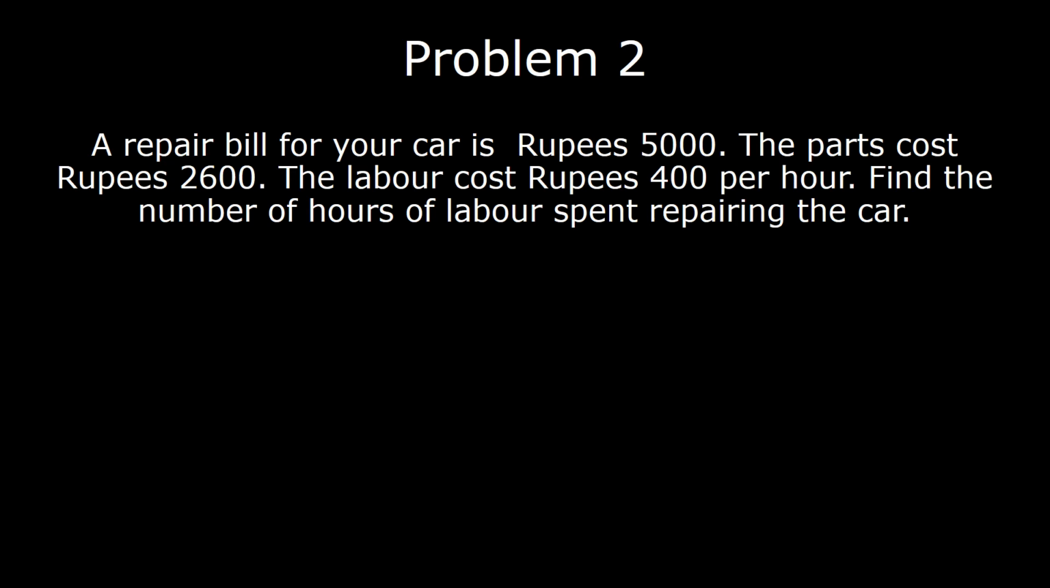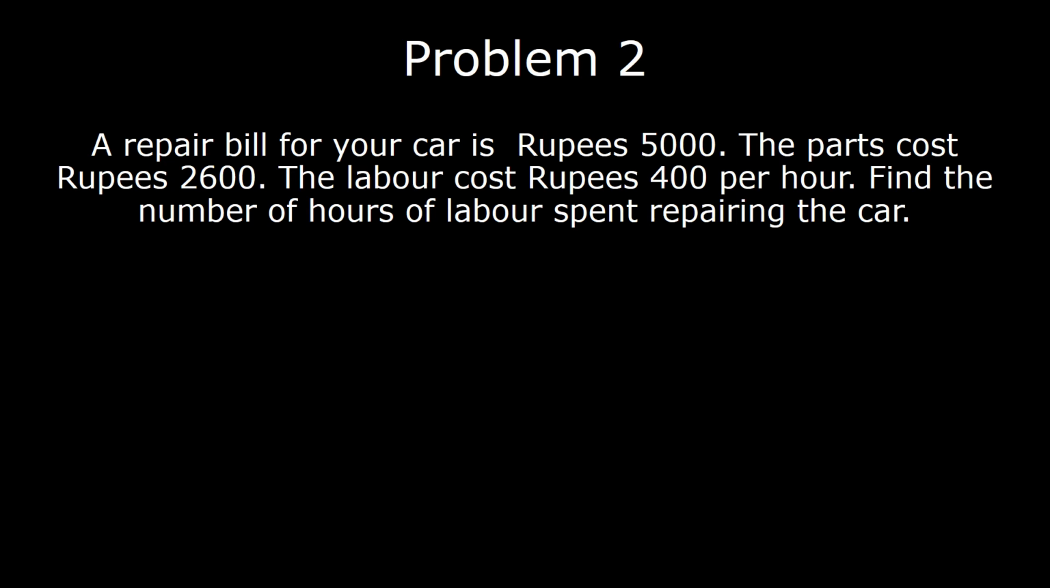Let the number of hours of labor involved be n. Therefore, we can now put in the values that we identified from the question in the equation that we ourselves formed and say that 5000 equals 2600 plus 400n. And we need to find the number of hours of labor. So we just need to solve for n in this equation. So let's just keep on solving.